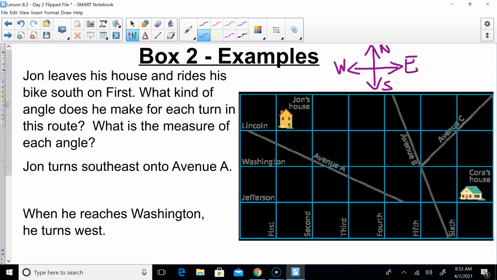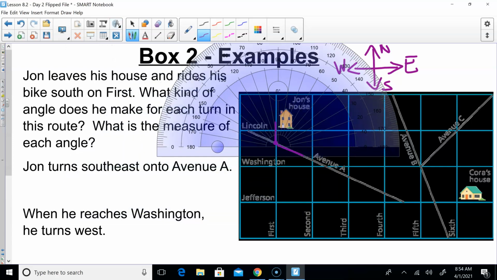So here we go. John leaves his house and rides his bike south on First. What kind of angle does he make for each turn in this route? What is the measure of each angle? So John turns southeast onto Avenue A. So here's John's house. He's traveling, this is his first line, and he's turning southeast. So they want to know right here, this angle, right there. Here's my little vertex. So let's go for it. We're going to take our protractor out right now.